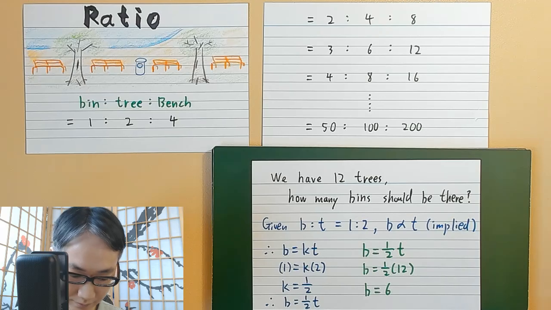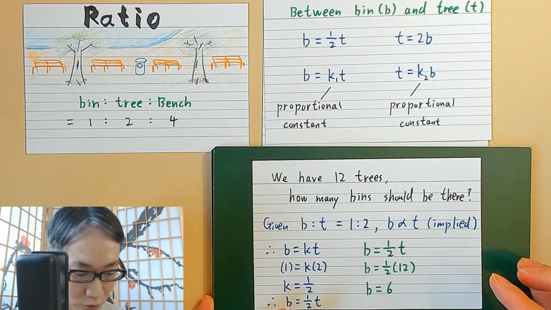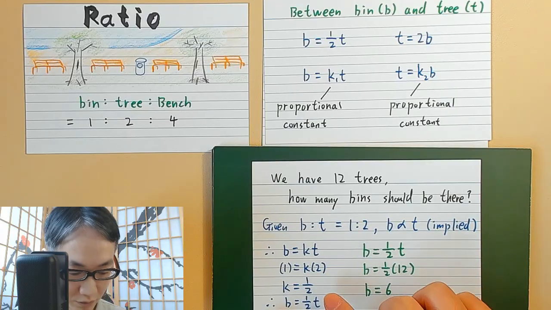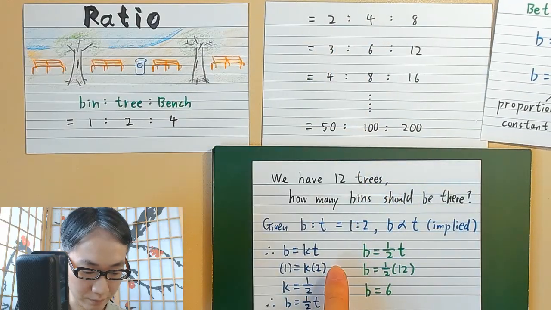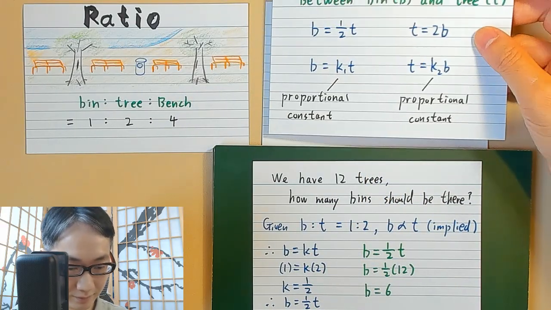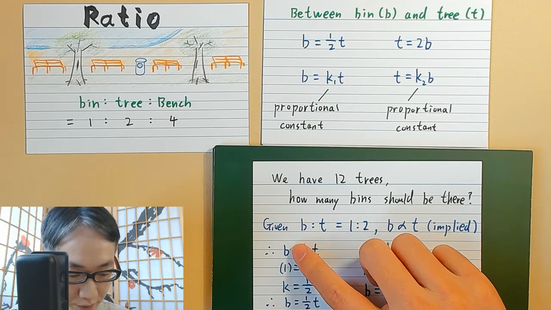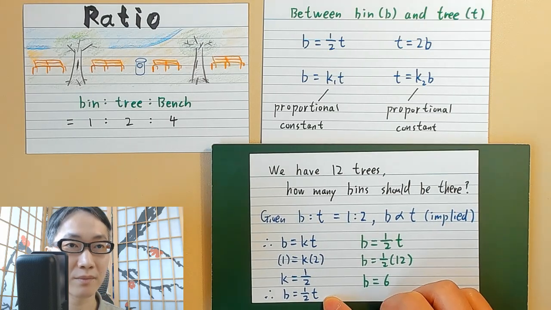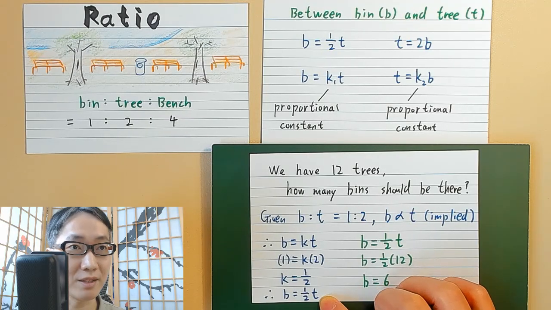Then, since we know that one of their possible pairs between B and T is 1 and 2, we'll use the 1 and 2 here to find K. We can also substitute 2 and 4 here. We get the same result for K. Then you find that K is 1 over 2, which means B equals K T is actually B equals 1 over 2 times T. And we have the equation to understand the relationship between B and T.